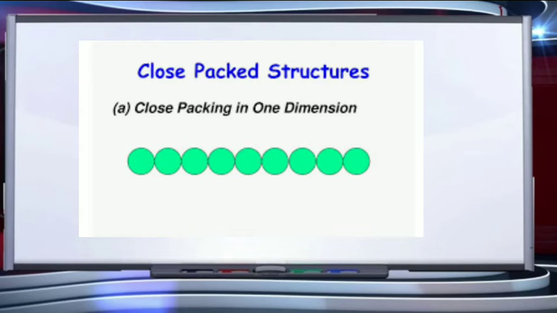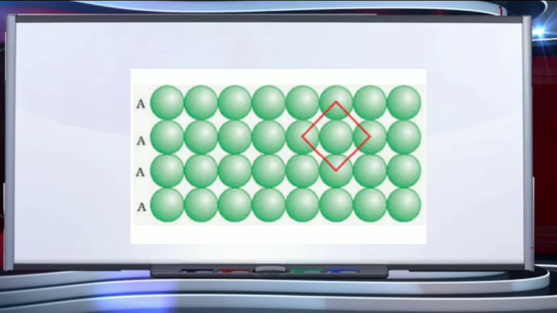If we call the first row A-type, then the second row being exactly the same as the first one is also of A-type. So we can call this arrangement AAA type, right? In this arrangement, each sphere is in contact with 4 of its neighbors, so we can say the two-dimensional coordination number is 4. Also, if centers of these 4 immediate neighboring spheres are joined, a square is formed. Hence, this packing is called square close packing in 2 dimensions.